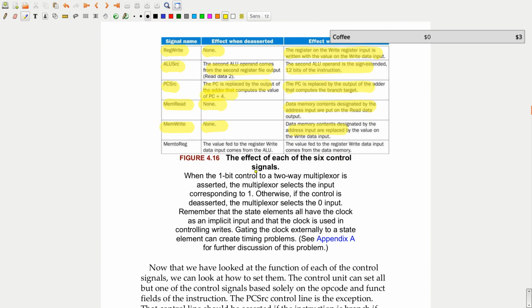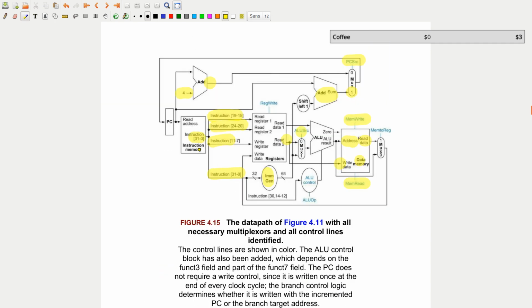And then finally, MemtoReg. That's that final multiplexer output. So if it's 1, we're going to use the value that we got from memory. If it's 0, we're just going to use the output of the ALU, so whatever the arithmetic output was. Okay.